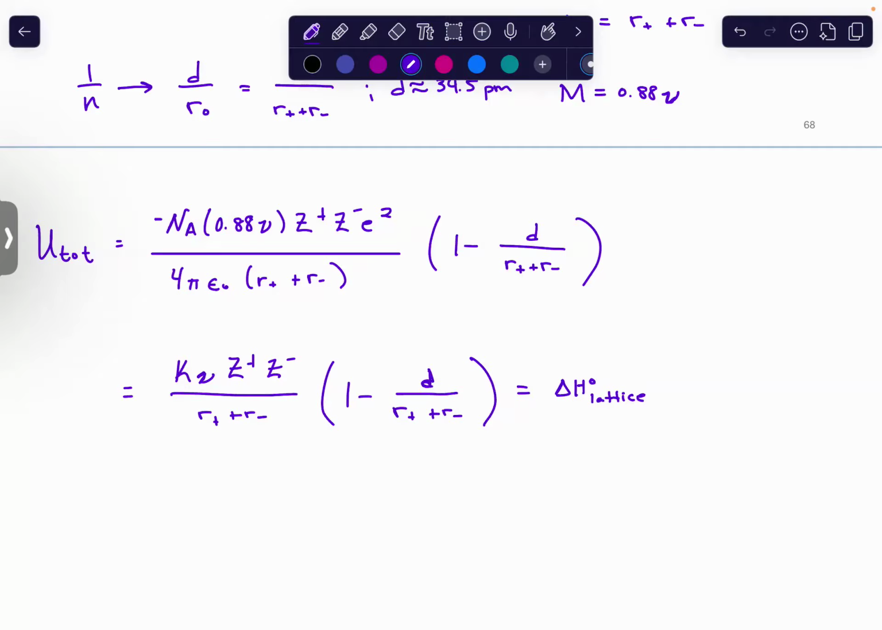A lot of fun math to get to something. Yeah, I like the approximations. Between these two equations we worked through, the Born equation and the Kapustinskii equation, we now have solid relationships between the radius of an ion and the internal enthalpy of the system.